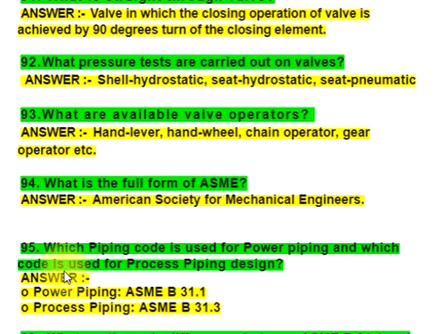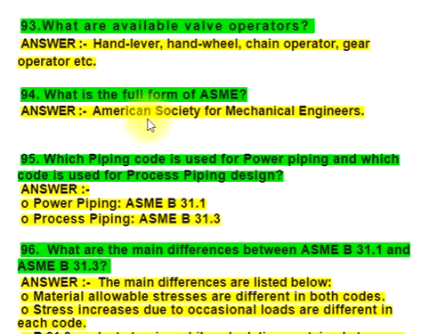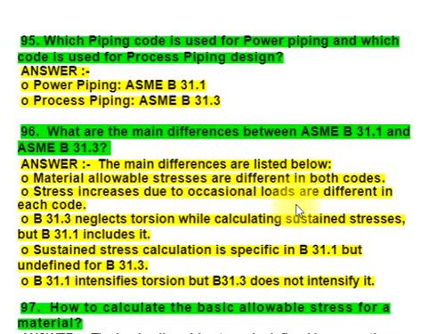94. What is the full form of ASME? Answer: American Society of Mechanical Engineers. 95. Which piping code is used for power piping and which code is used for process piping design? Answer: Power piping, ASME B31.1; process piping, ASME B31.3.